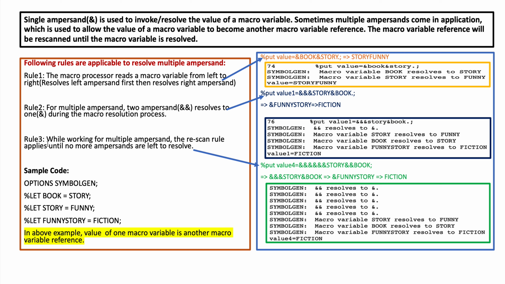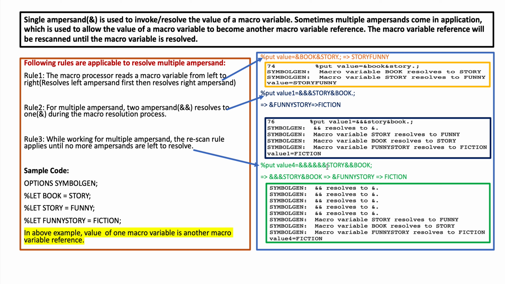Rule number 3: while working with multiple ampersands, the rescan rule applies until no more ampersands are left to resolve. That means this process will continue until no more ampersands are left to resolve. Here is an example. Suppose we are going to print value 4, and its value is here 6 ampersands story, 2 ampersands book. What will be the result?